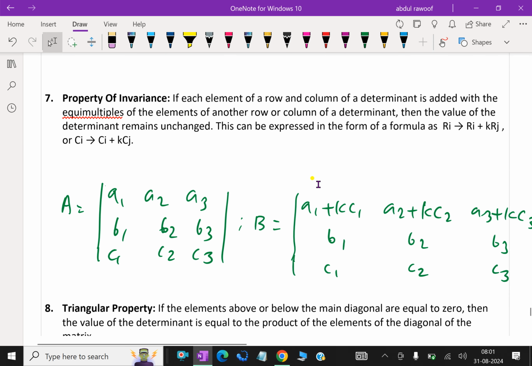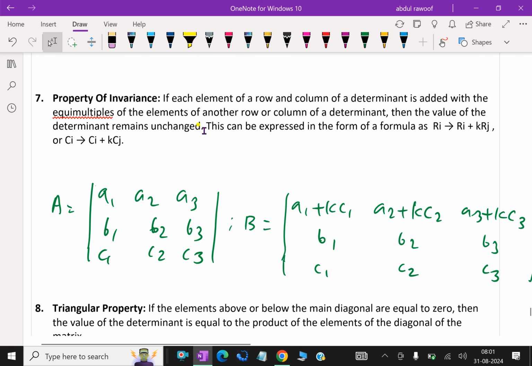Now, property of invariance. If each element of a row or column of a determinant is added with the equivalent multiples of the elements of another row or column of the determinant, then the value of the determinant remains unchanged. This can be expressed in the form of a formula. Ri is changed to Ri plus k times Rj, or for columns, Ci is expressed as Ci plus k times Cj.